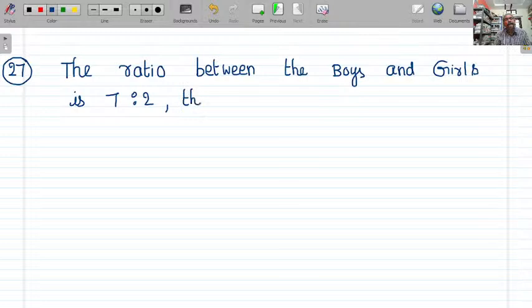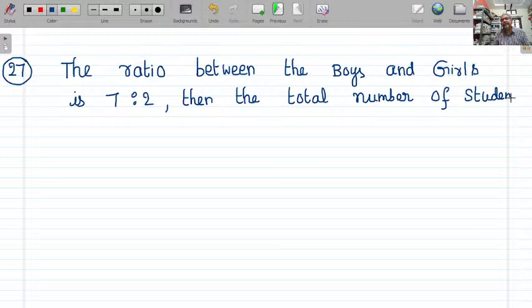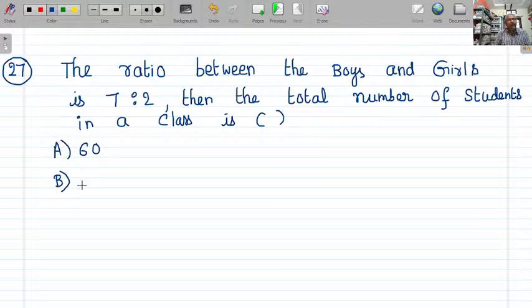Then the total number of students, that means the strength of the class, students in a class is: A 60, B 108, C 75, D 96.